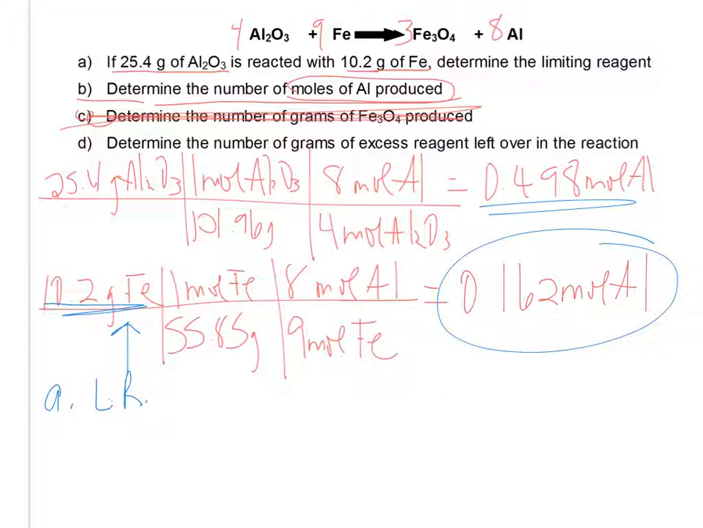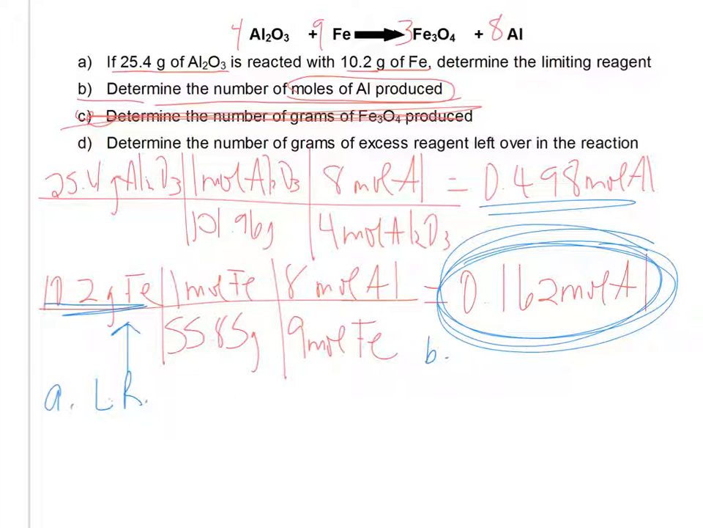Part B, determine the number of moles of aluminum produced. Well, I can only make this. So that's part B. And then for C, if I determine the number of grams of iron oxide produced, well, I would do the same thing, except I wouldn't go to aluminum. I go to grams of iron oxide. Then: determine the number of grams of excess reagent left over in the reaction.